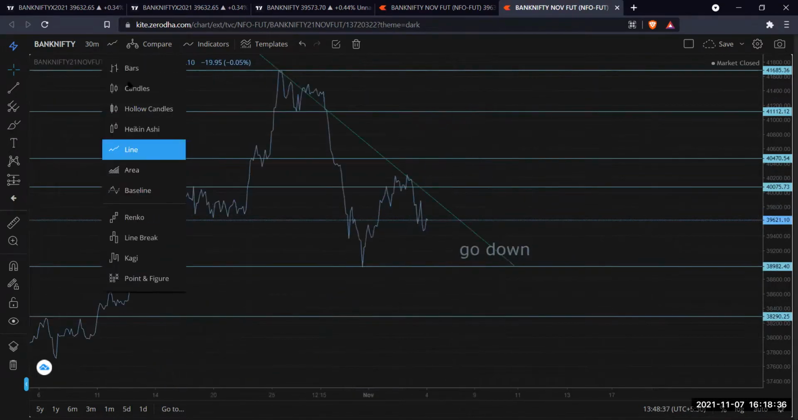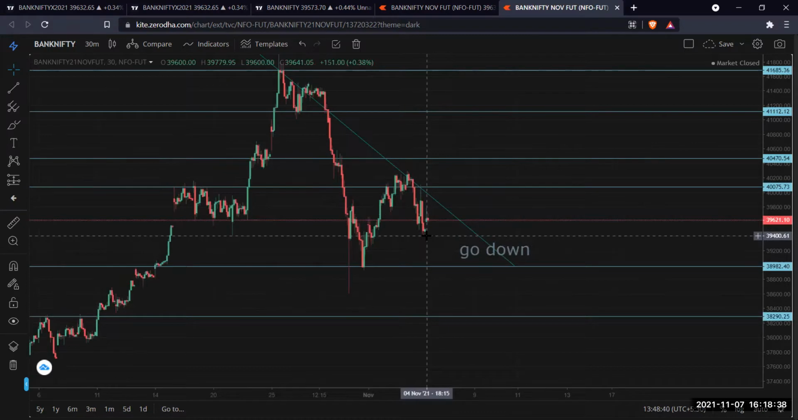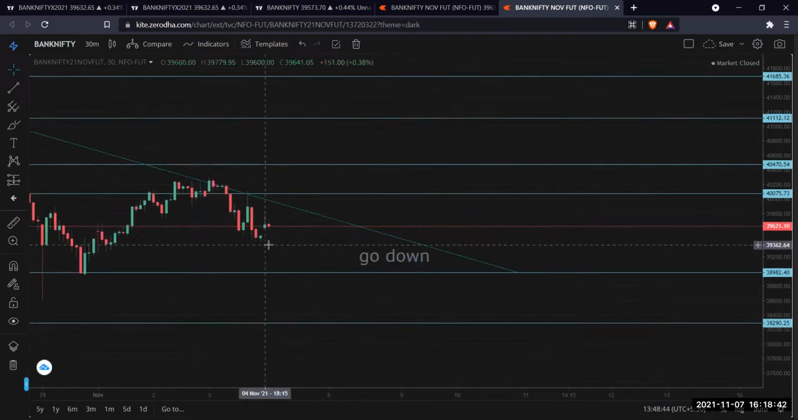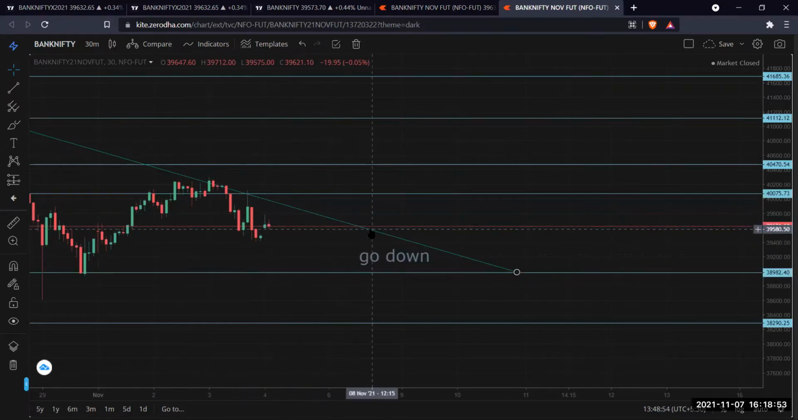Right now, where are we on the last day? We are on closing, one second, let me explain. 39,621. If it touches this level, only two things: trend line, it will go down, support, then it will touch trend line. Then if it wants to break, it will go one resistance, second resistance, third resistance, fourth resistance.